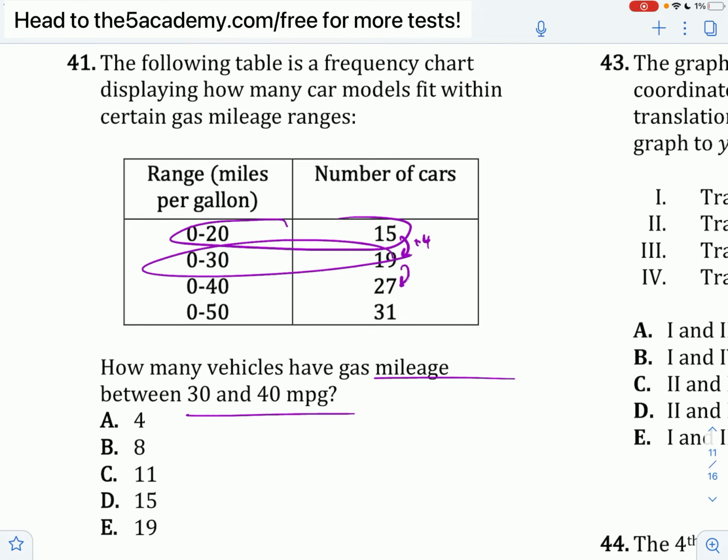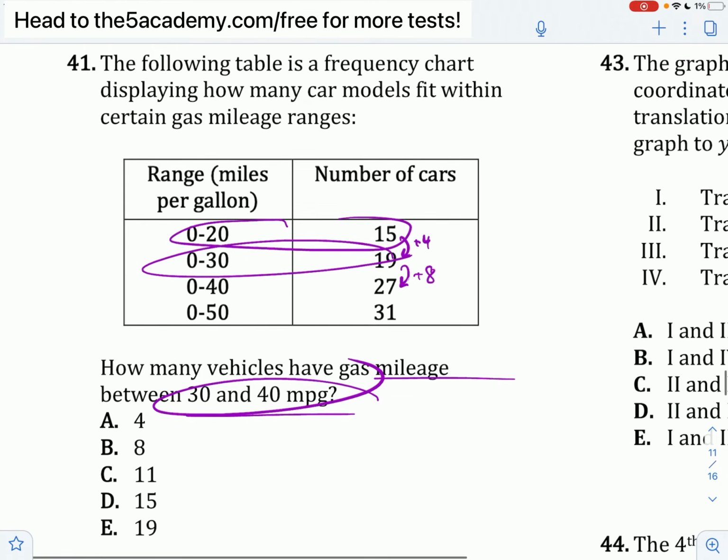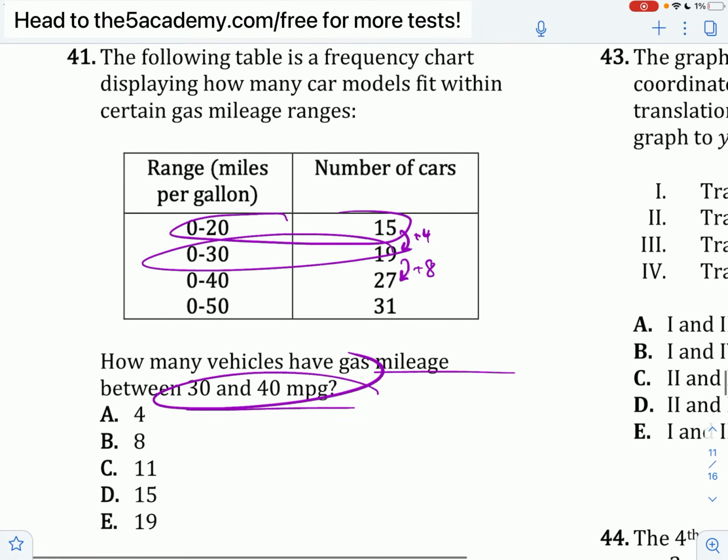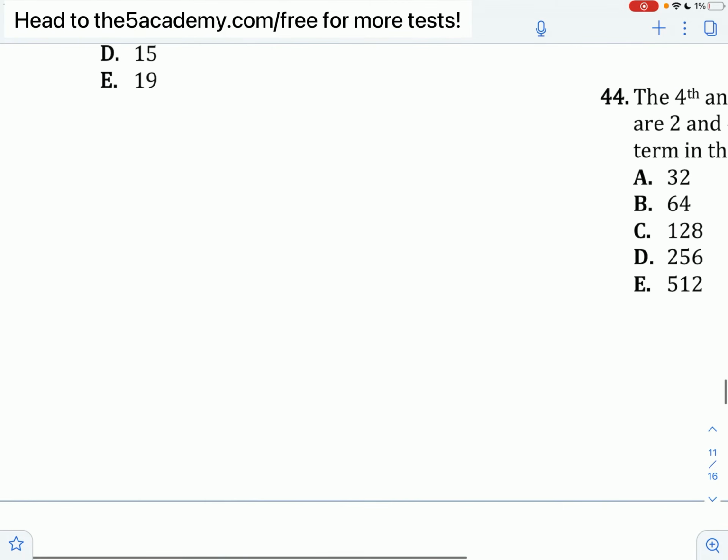And then from here to here, we added 8 when we went from 30 to 40. That's what this question is asking about. In the 30 to 40 range, how many cars were there? So again, it's just the difference between these two ranges. This is the limit of 40. This is the limit of 30. You find the difference. You find that there's 8 cars in between those two ranges. Okay, so that's your answer there.